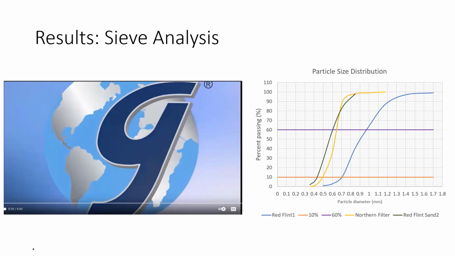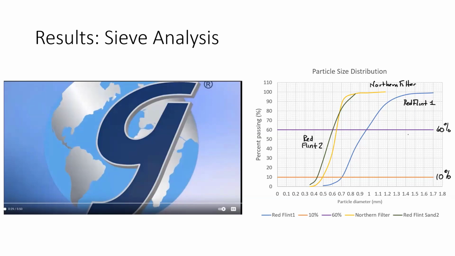So what I've done is I've taken the data from the previous slides and plotted it as the percent passing versus the particle diameter, or really the sieve size opening. Okay. And I've done that for Red Flint 1, which is in blue. So here we've got Red Flint 1. We've got the Northern Filter. And then the green is Red Flint 2. Okay. I've also added lines on here for 60% and 10%.